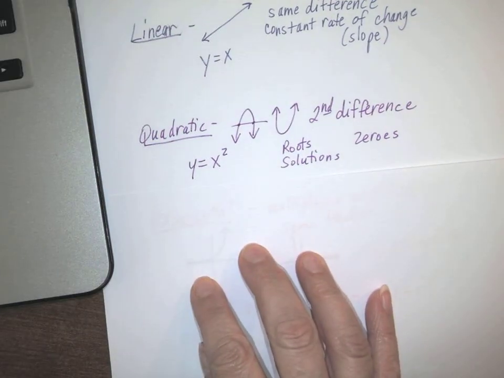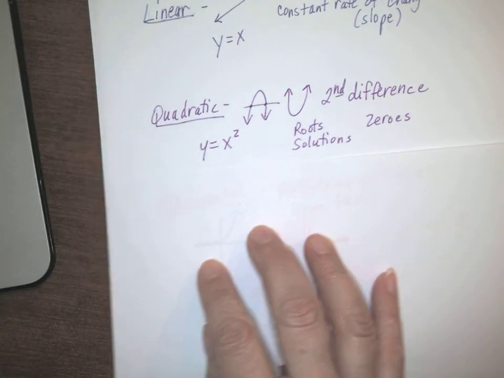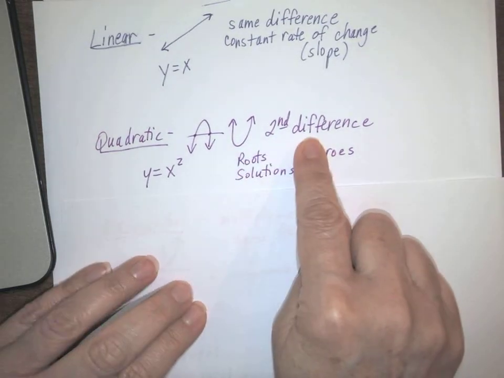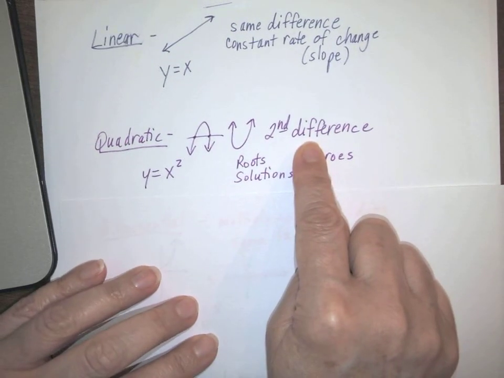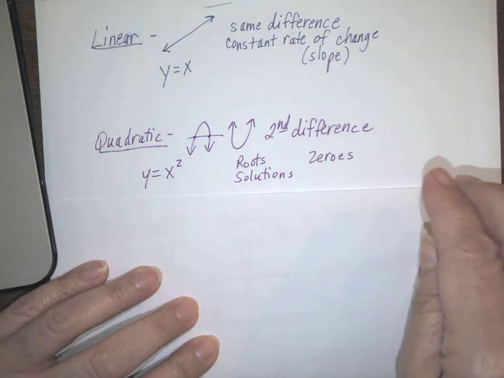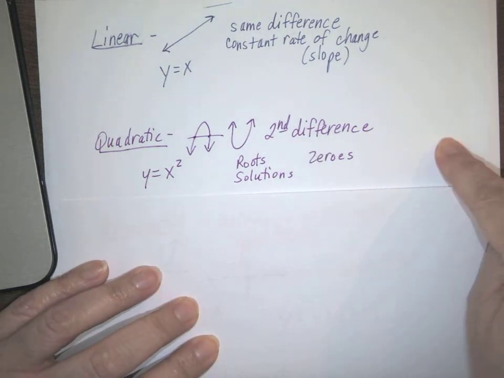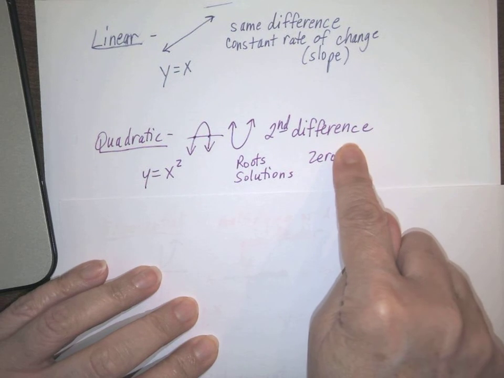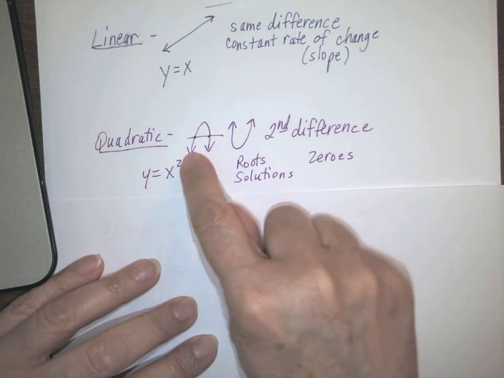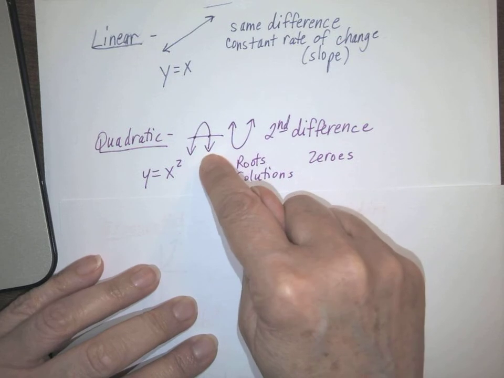Quadratic functions don't have the same difference. They don't have this constant rate of change. But the second difference is the same. We've looked at that on tables before, where the first difference is going to be different, but then if you check those differences, the second difference is the same. It has a turnaround point. It's this one that's upside down, going up, then turns around to go back down.